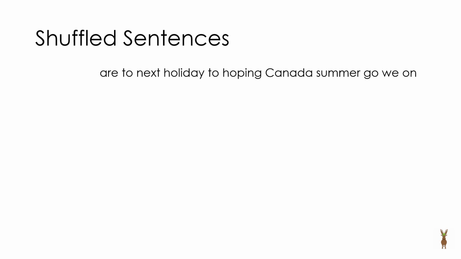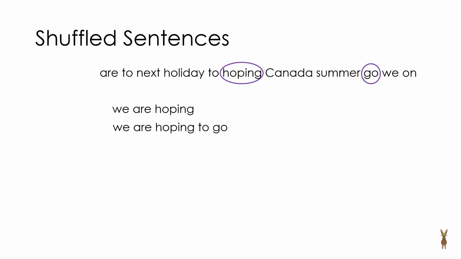Now let's look at a longer sentence. Are to next holiday to hope in Canada summer go we on. Firstly, what is the verb? Hoping and go are the verbs. Who is doing the hoping? We are. We are hoping. What are we hoping to do? Hoping is usually going to have another verb after it. The other verb is go. We are hoping to go.